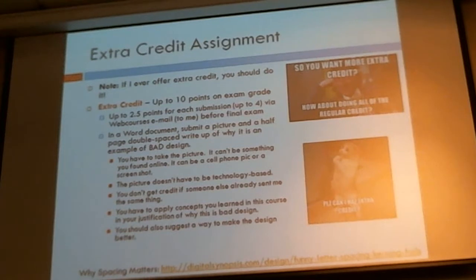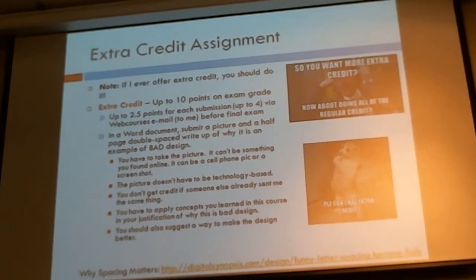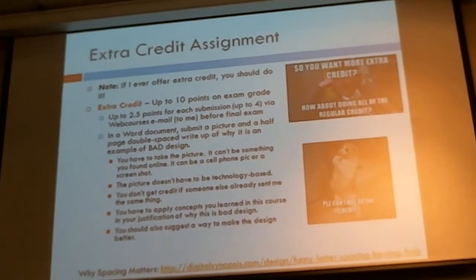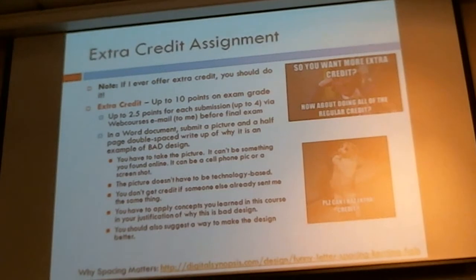So that means you can do 4 submissions. In a Word document, submit a picture and a half-page, double-spaced write-up of why the picture represents bad design, okay? And this could be something such as the design of a door, or an exit sign, or a clock, or a classroom, or a mobile app, or an application you use for work. I'm pretty sure at least one person can give me a screenshot of web courses.